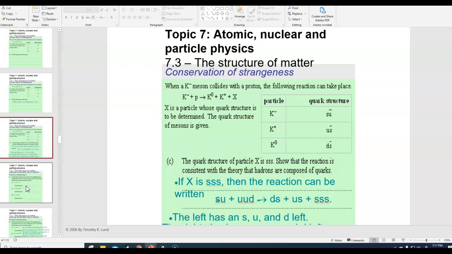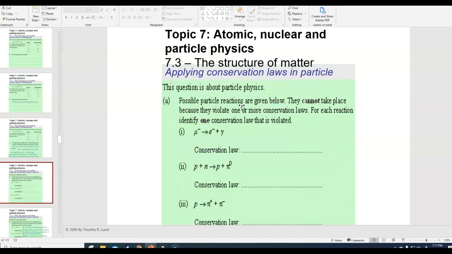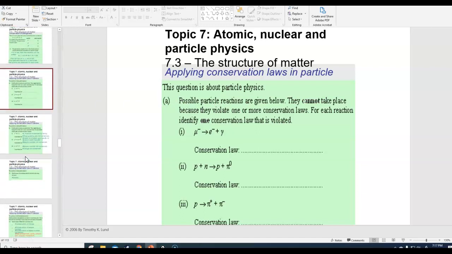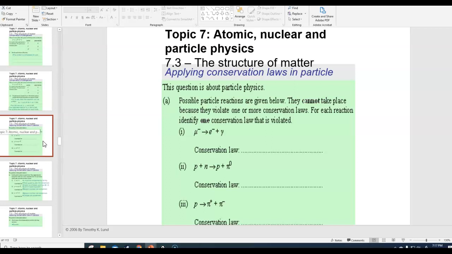And then just one more example. It says possible particle reactions are given below. They cannot take place because they violate one or more conservation laws. For each reaction, identify one conservation law that is violated. See if you can figure this out on your own. And here's what the answer key says.